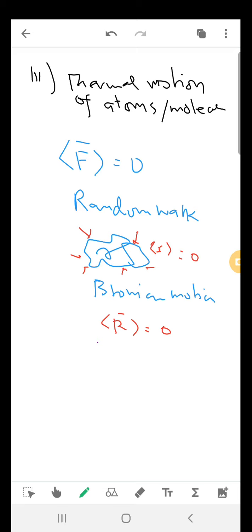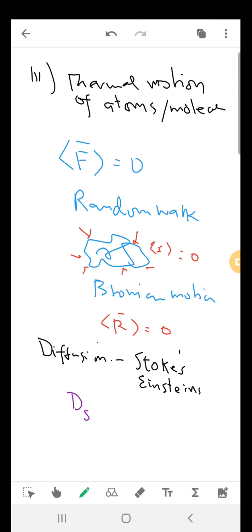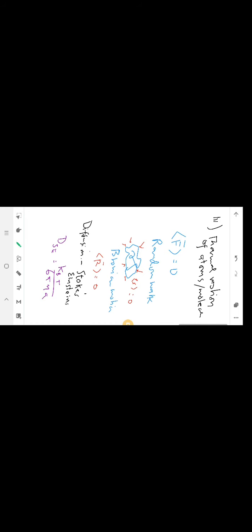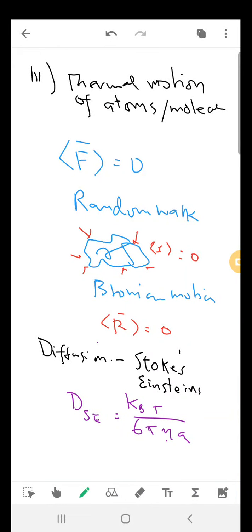Now, whenever a particle moves through a medium, it moves through the process of diffusion. And there is a diffusion constant associated with this movement, and this diffusion constant is given by Stokes-Einstein's formula. It is D_SE, and it is equal to Boltzmann constant k_B T divided by 6 pi eta a, where a is the particle radius and eta is the viscosity. So we see that there are three types of forces. First is the gravity, second is the drag, and third is the Brownian motion.